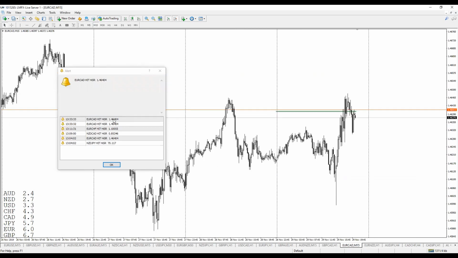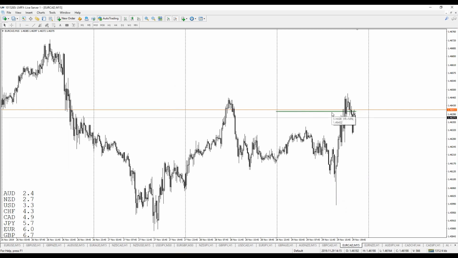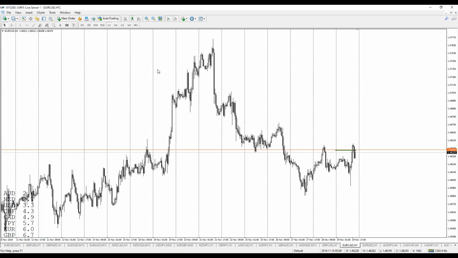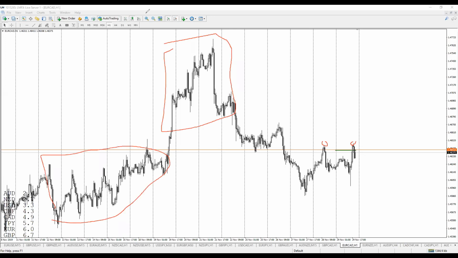here's an example of a pop-up. EuroCAD hit the high support resistance at the price 1.46404, which is true. So you have a yearly and a monthly from 5 years ago lining up, which is very important. If you go to the hourly, you'll see it's kind of in a tough spot. It's at a high, but is it really at a high? You do have room to move down here. This is a tough one.